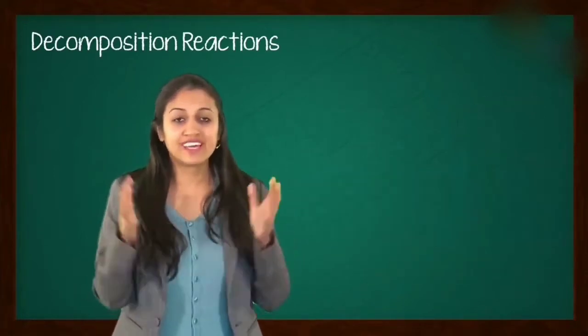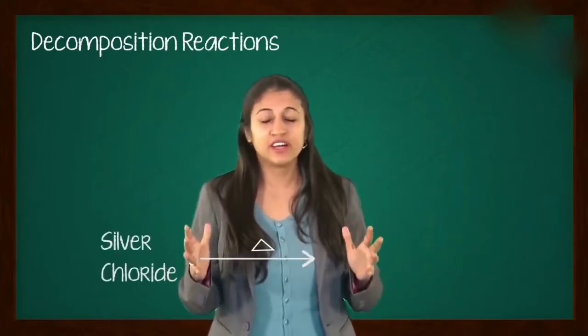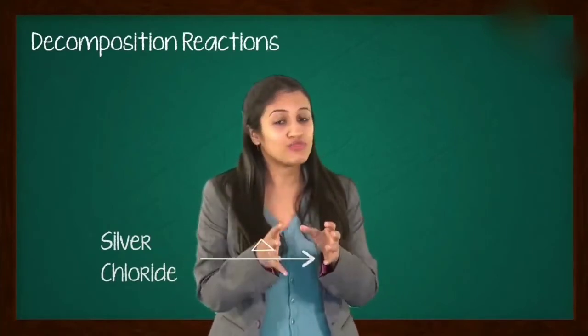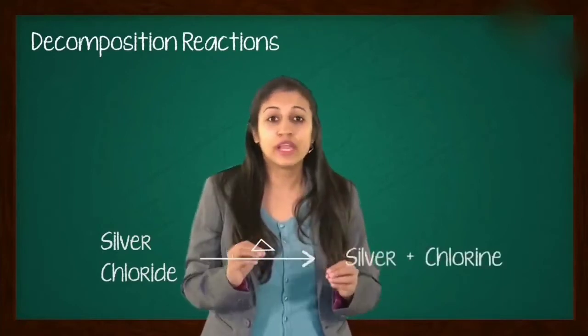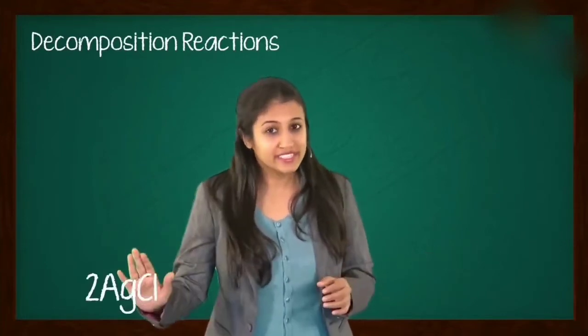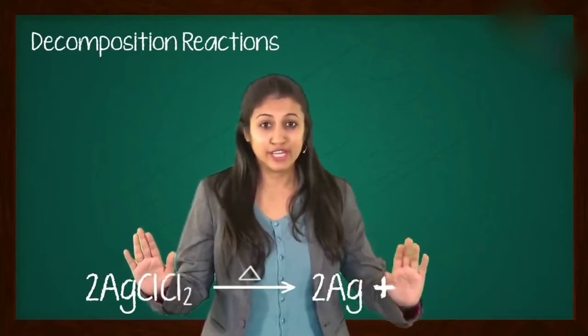Let's do one more. There are so many decomposition reactions that I just need to discuss at least one more. So if you expose silver chloride to sunlight, which is white in color, it will turn gray. Why does this happen? It is because of the decomposition of silver chloride into silver and chlorine by light. And how would you represent this in an equation? 2AgCl in the presence of sunlight will give you 2Ag plus Cl2.